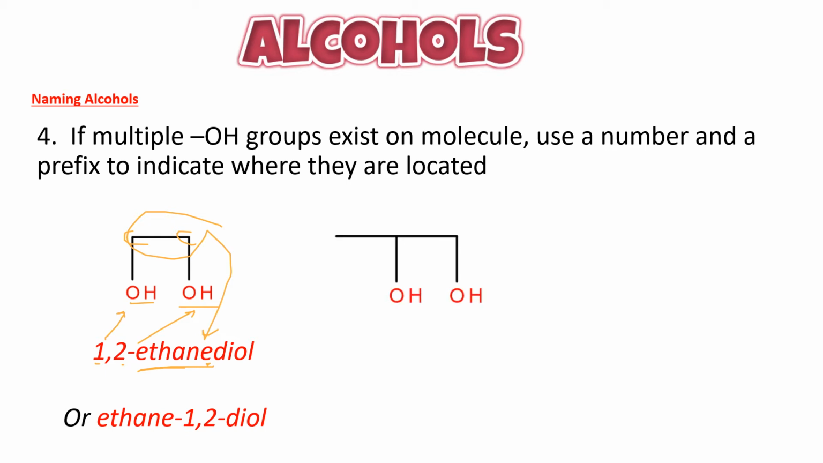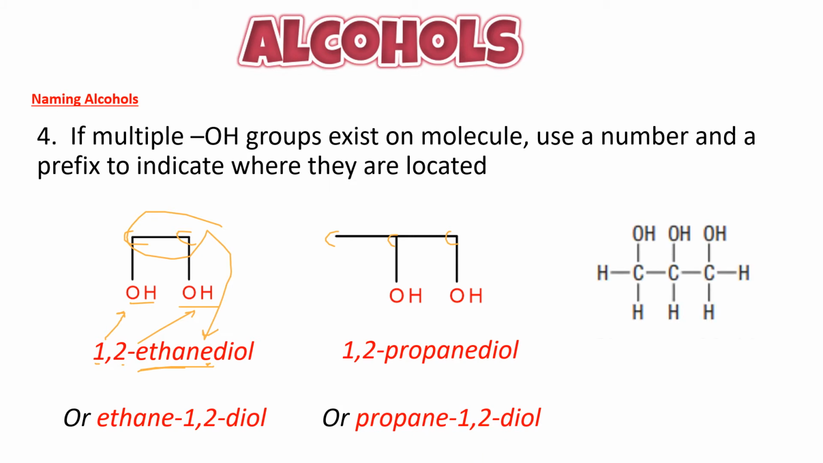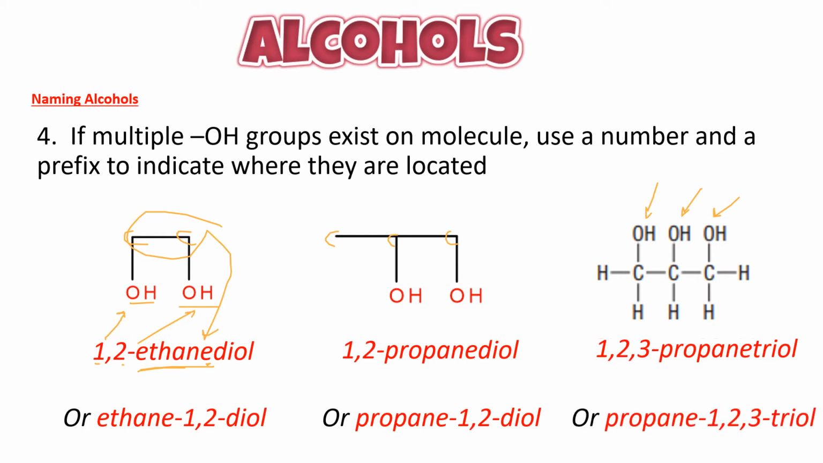Here's another one, and all we've really done is add to the carbon chain. The carbon chain is now 3 long. So instead of being an ethane, it's now a propane. So there you go, it's a 1,2-propanediol, or I put the numbers in between the words there. And this one here has got 3 OH groups, so you're going to need a 1, 2, and a 3, and a tri to name this one properly. So 1,2,3-propanetriol, or propane-1,2,3-triol.